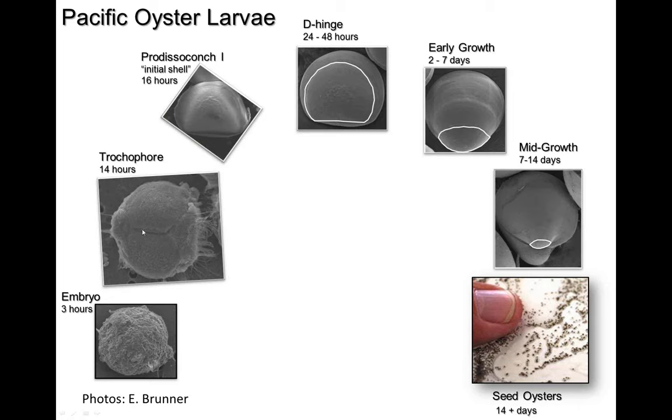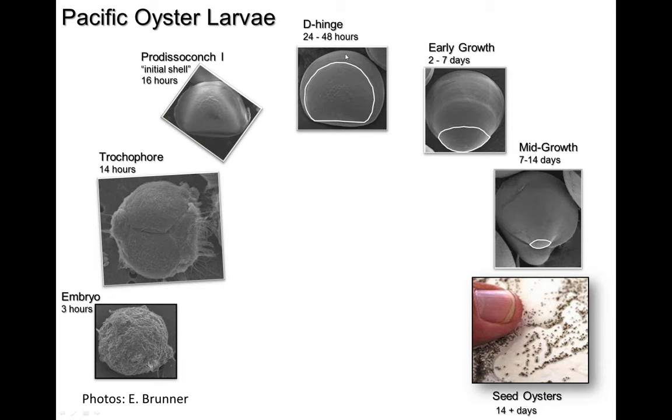This is essentially looking at the hinge on the back of the shell to when that shell is actually calcified at a D-hinge. And these timings will really vary depending on cohorts and conditions. But ultimately, by 24 to 48 hours, typically, the oysters have formed this initial shell, and we call it the D-hinge because it has a straight edge back here.